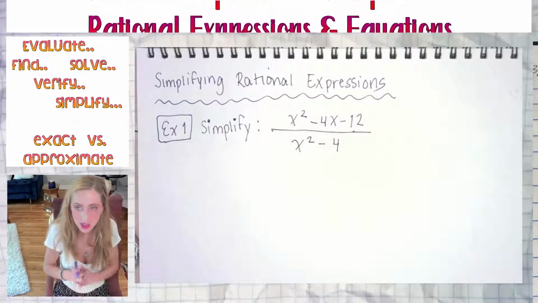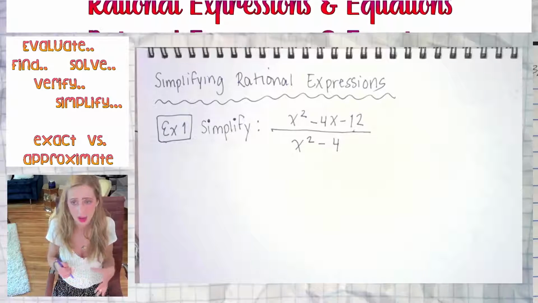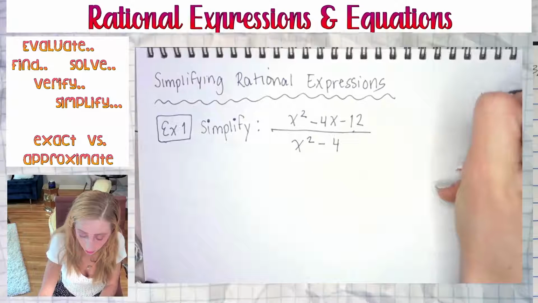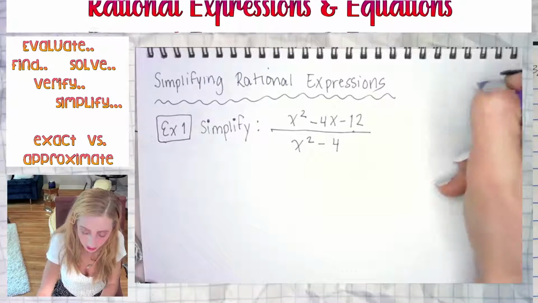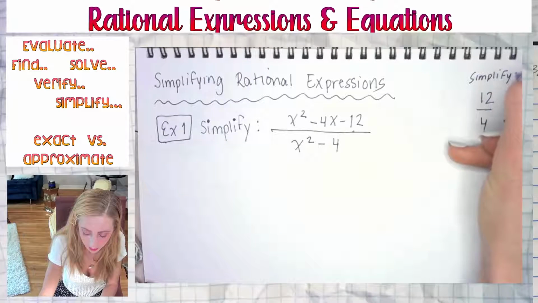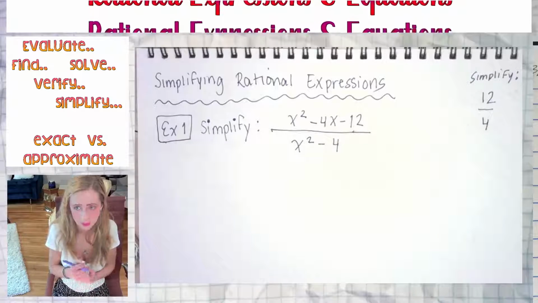What you need to do in your brain is think of it like any other fraction. If you had a fraction like 12 over 4, and I said to you, simplify that, how would you simplify it? Take that method and try applying it to this problem.